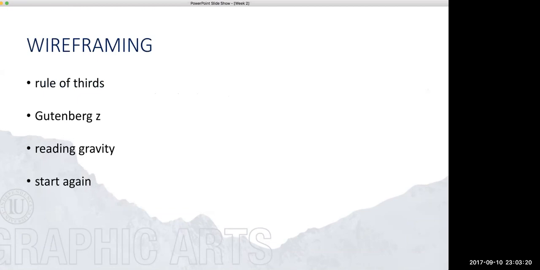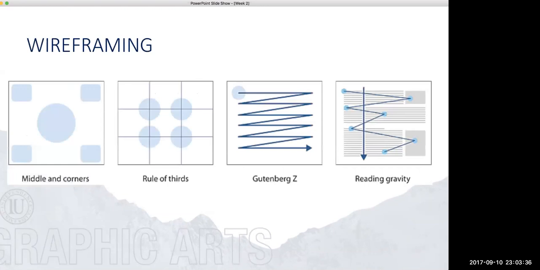When you're trying to create a wireframe, you need to think about things like the rule of thirds, the Gutenberg Z pattern, and reading gravity. So these are those patterns we were just talking about. Essentially, what governs how people scan pages of information, whether it's print or screen, they do it in one of these ways.